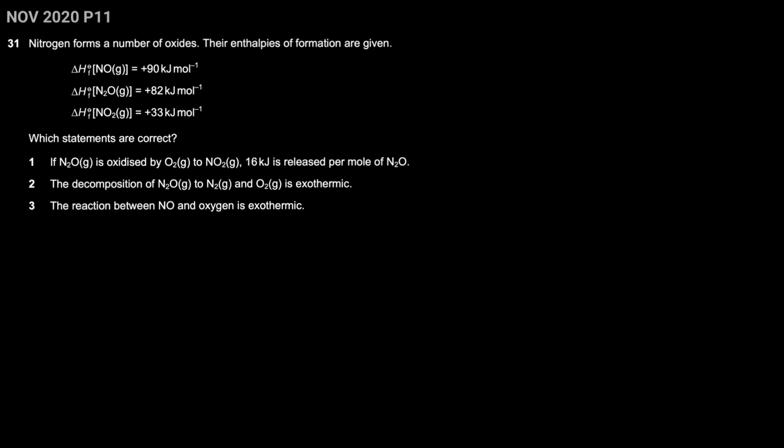Next we have question number 31. Question number 31 says, nitrogen forms a number of oxides. Their enthalpies of formation are given. Which statements are correct? If N2O is oxidized by oxygen to NO2, 16 kilojoules is released per mole of N2O. So let's examine statement 1. Statement 1 says that if I have 1 mole of N2O and I oxidize this to form NO2, the enthalpy change should be negative 16 kilojoules per mole of N2O used.